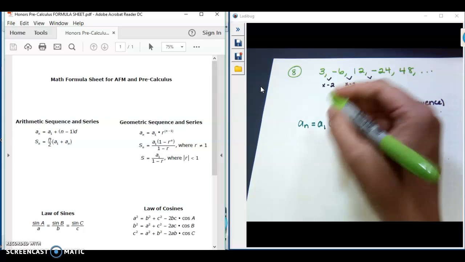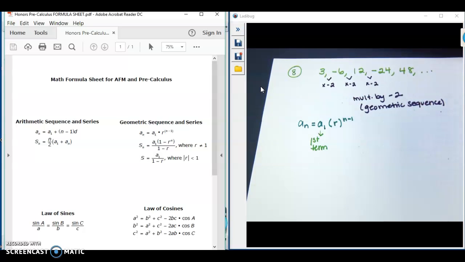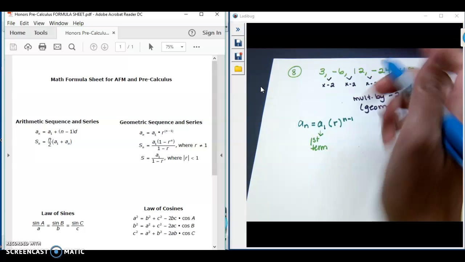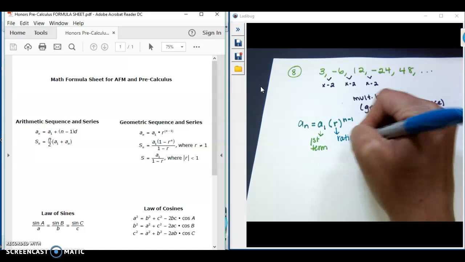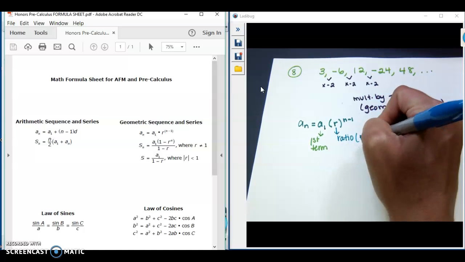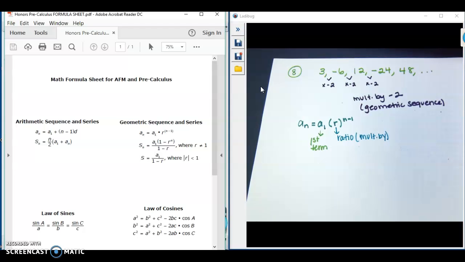Okay, just to talk about what this stuff means, A sub 1 is our first term, just like it was in arithmetic. R is called the ratio. So this is just what you're multiplying by. Now here's the thing, it has to be what you're multiplying by. If you're dividing by 2, you have to change it to multiplying by 1/2. So the ratio has to be what you're multiplying by.